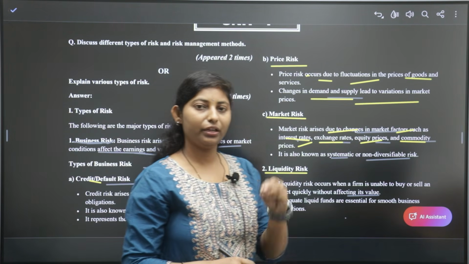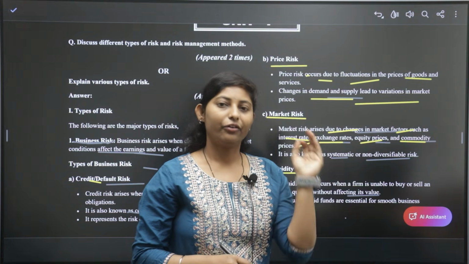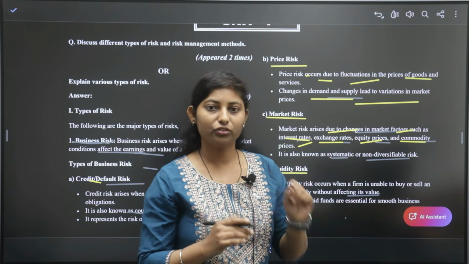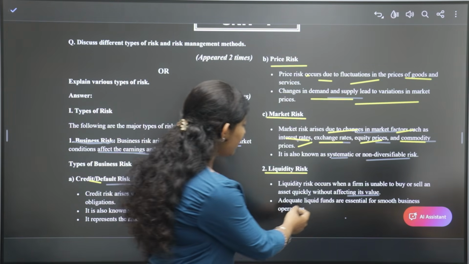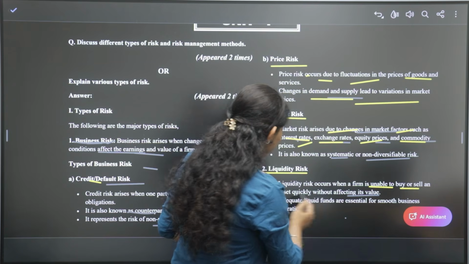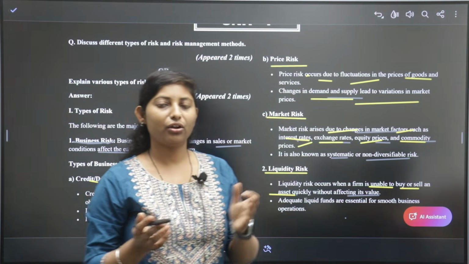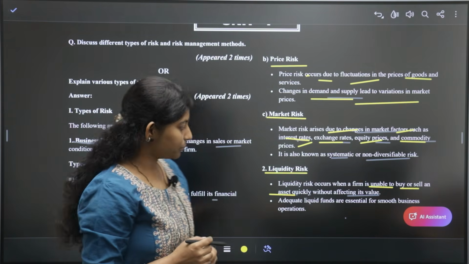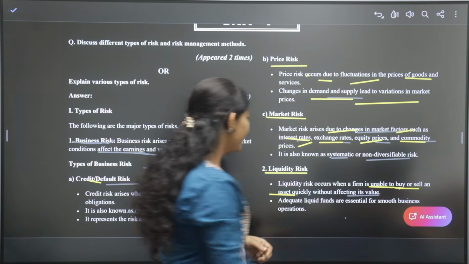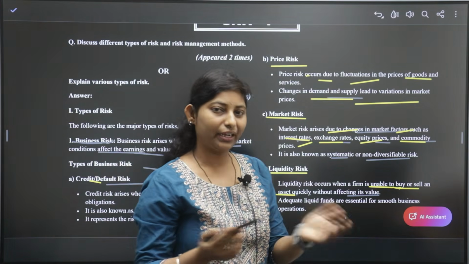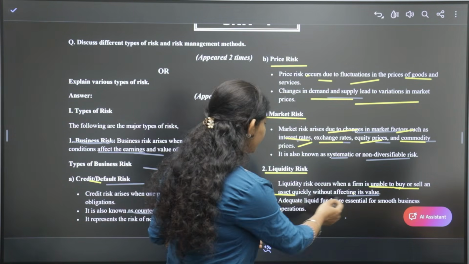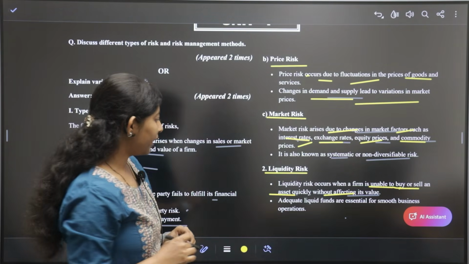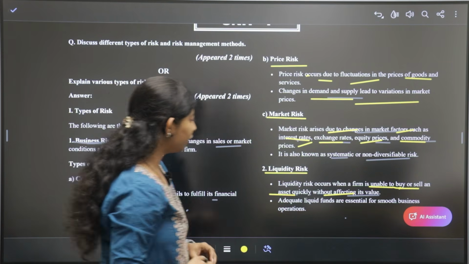Liquid funds are very, very important for the business, to help its operations run smoothly. Let's see what it says. Liquidity risk occurs when a firm is unable to buy or sell an asset quickly because it is not easily converted into cash, without affecting its value. Whatever value we have in the asset, we are unable to buy and sell it. That is what we call liquidity risk.